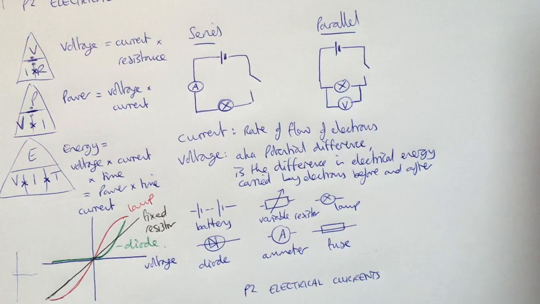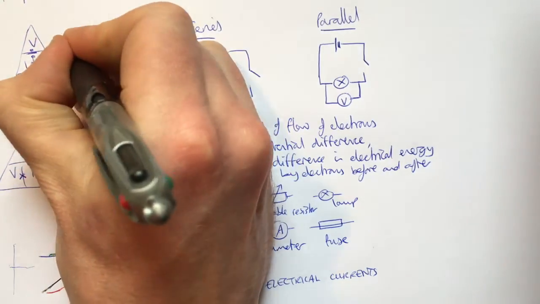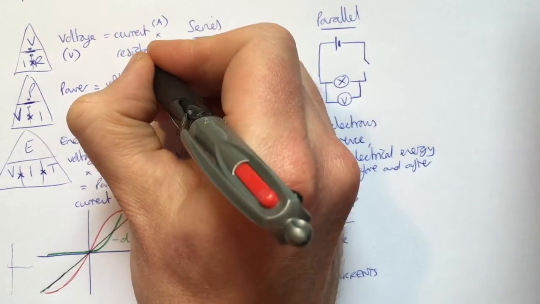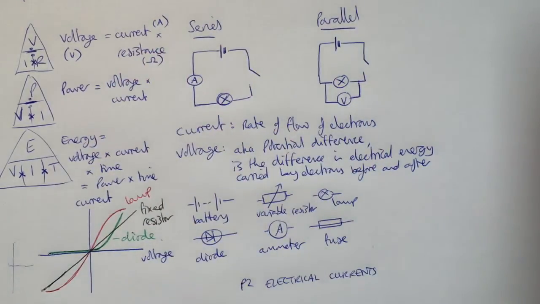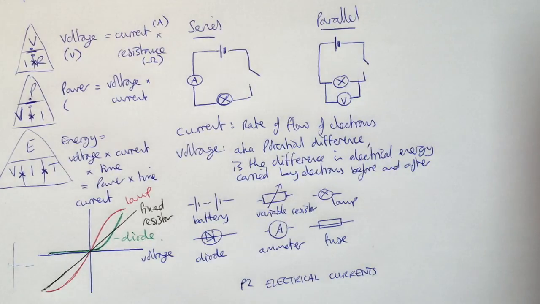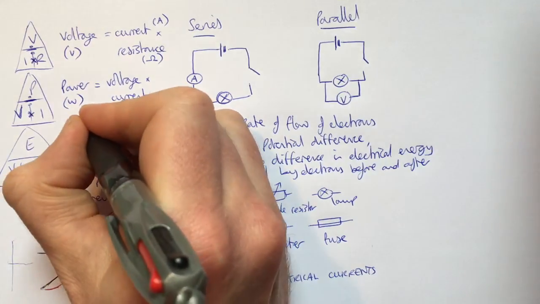Okay, let's just check we know our units. So voltage or potential difference is measured in volts, current in amps, resistance in ohms, that's an omega for that. Power, what's the unit for power? Poor joke, watts. And energy is measured in joules.